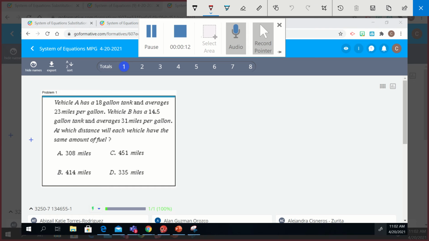So let's say vehicle A is y equals the equation. We know it has an 18-gallon tank. So the tank is 18 gallons. That will never change. How much gas the tank can hold will never change. What is changing is how many miles it gets per gallon. So it gets 23 miles per gallon.